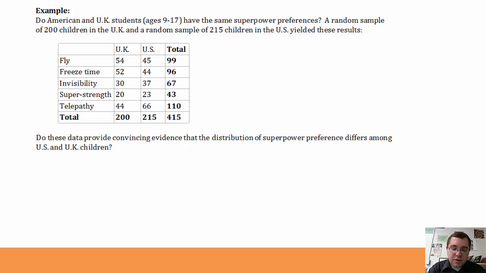A random sample of 200 children in the UK and a random sample of 215 children in the US yielded these results. So the superpowers are fly, freeze time, invisibility, super strength, or telepathy. Do these data provide convincing evidence that the distribution of superpower preference differs among US and UK children? Do they prefer to have a different superpower if they could?